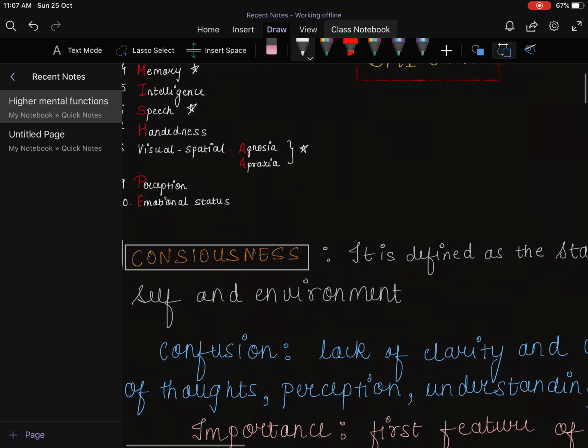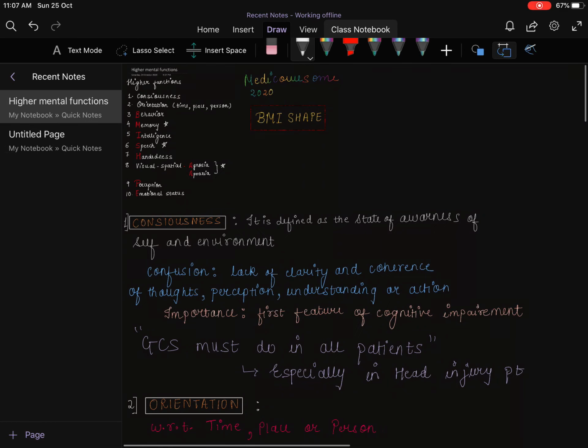Talking about the first part, that is consciousness. Consciousness is defined as the state of awareness of the self and environment. If your patient is not conscious, which is generally not the case in UG days, you have to study how to approach a patient who is in coma. Usually questions are asked about the definition of consciousness, and the definitions of semi-consciousness, vegetative state, locked-in syndrome, akinetic mutism, abulia, and obviously catatonia and delirium.